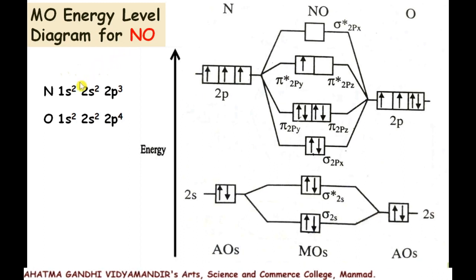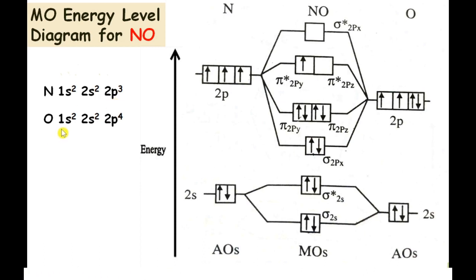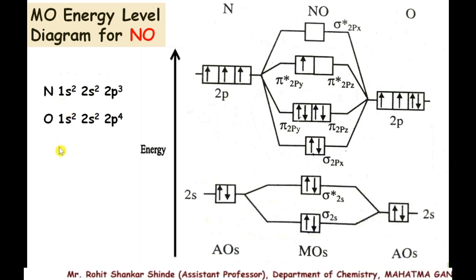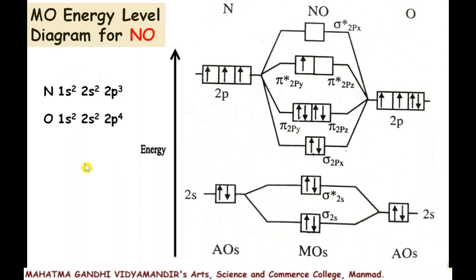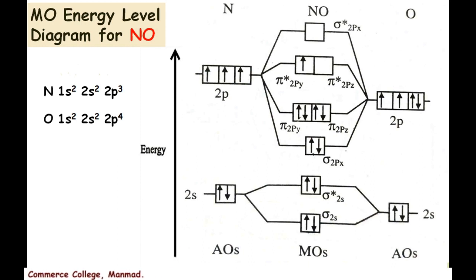The electronic configuration of nitrogen is 1s2, 2s2, 2p3, and electronic configuration of oxygen is 1s2, 2s2, 2p4. The inner 1s electrons of both nitrogen and oxygen do not take part in bonding. The molecular orbital electronic configuration of NO molecule can be qualitatively obtained either by removing one electron from the configuration of O2 molecule or by adding one electron to the configuration of N2 molecule.